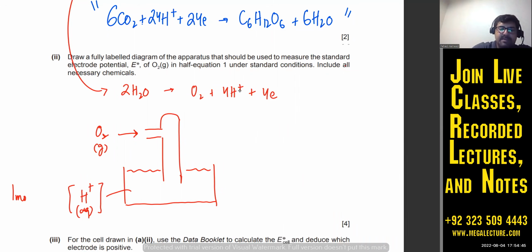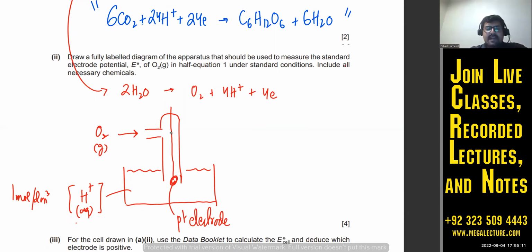You can remember it has to be properly labeled. This is about drawing electrodes. What else? Water is by default there, so you don't have to mention water, but you'll have to mention an electrode. An electrode has to be added, and it has to be an inert electrode, which will be made from platinum. That's the first part. Okay, so we've constructed the electrode, but he hasn't asked for electrode. He's asked you how would you measure the E naught.